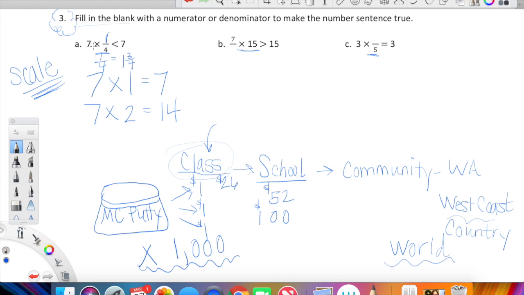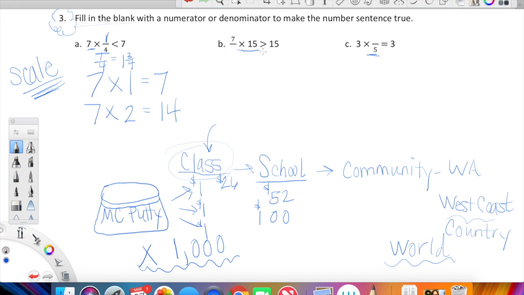Okay, cool. So here, when we multiply a whole number by a fraction that's less than 1, the result is going to be less than our original. So the scaling factor here shows us when you multiply something by a fraction, and you guys already know this, it's going to have a product that is less than the original.